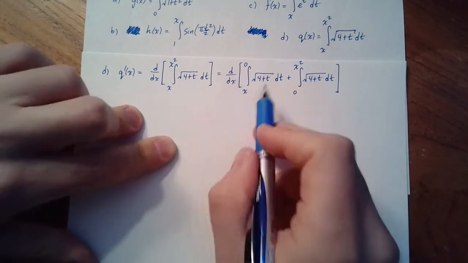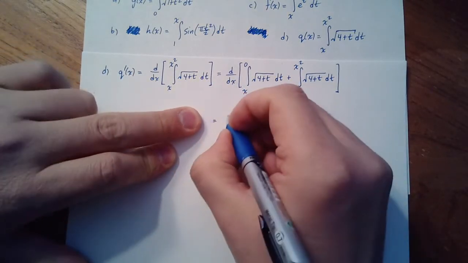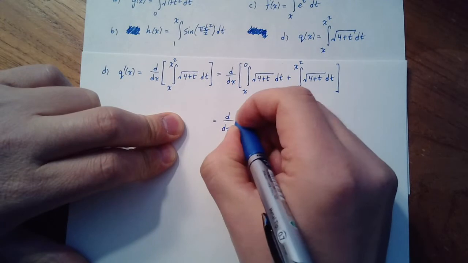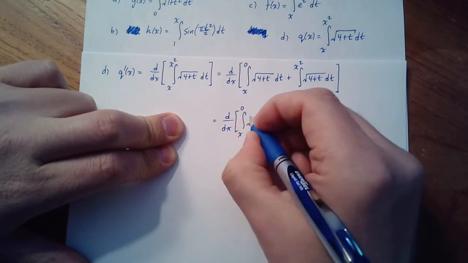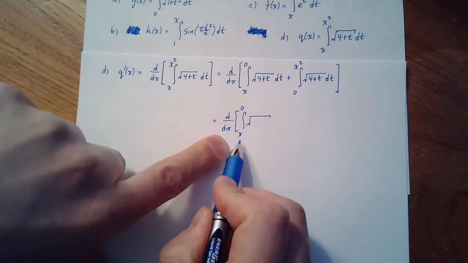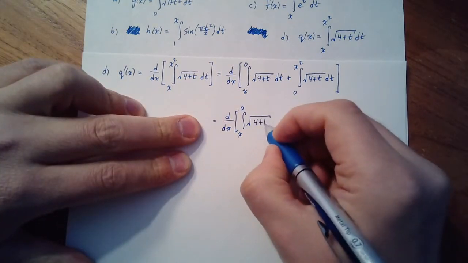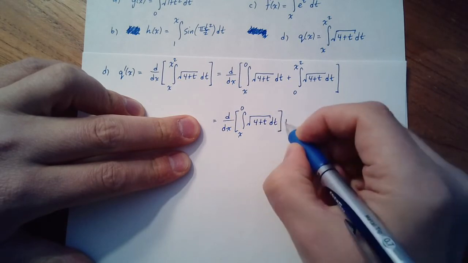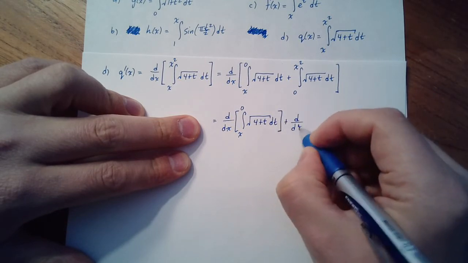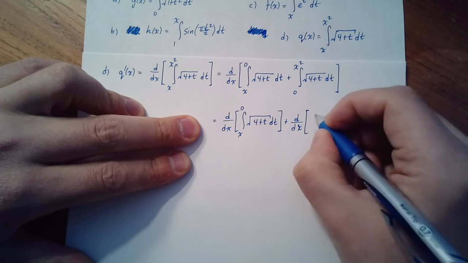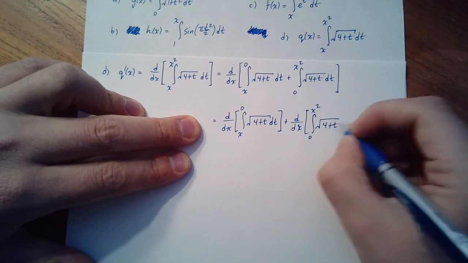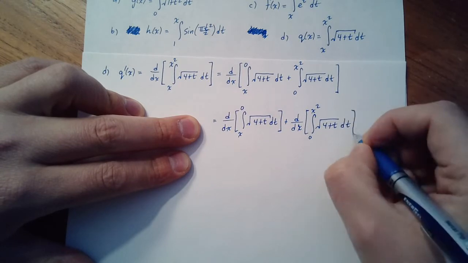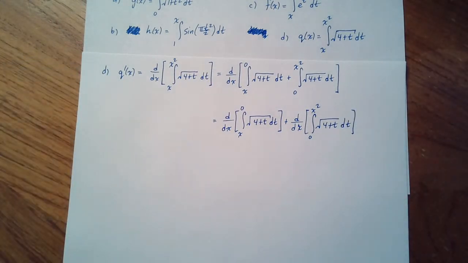Okay, now let's look at how to tackle these individually. Well, first, I can break this up into the sum of two derivatives. So I can take the derivative of the definite integral from x to 0 of the square root of 4 plus t, plus the derivative of the integral from 0 to x squared of the square root of 4 plus t. All right, so now we can evaluate each one of these separately.